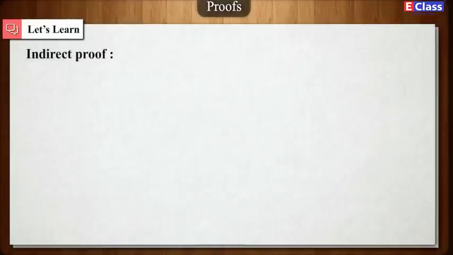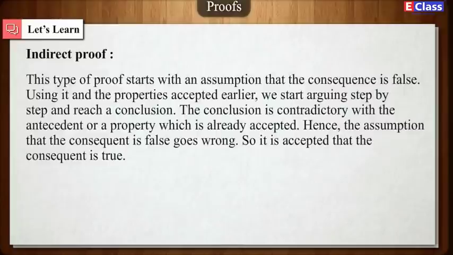Indirect proof. This type of proof starts with an assumption that the consequent is false. Using it and the properties accepted earlier, we start arguing step by step and reach a conclusion. The conclusion is contradictory with the antecedent or a property which is already accepted. Hence, the assumption that the consequent is false goes wrong. So, it is accepted that the consequent is true. Study the following example.